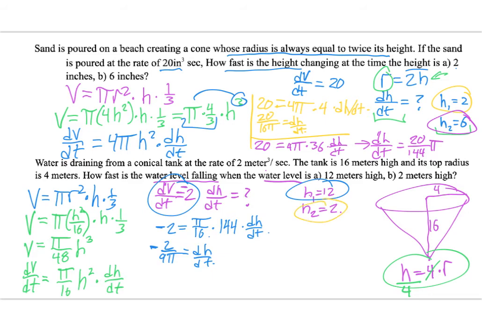For the other value, when h2 is 2, so we're way down there now, I'm going to do the same thing. So here we've got -2 is equal to pi over 16 times 2 squared, which is 4, times dh/dt. That's going to get us -32 divided by 4, -8 over pi is equal to dh/dt. So that means that when the height is 2, we are decreasing at a rate of 8 over pi meters per second.